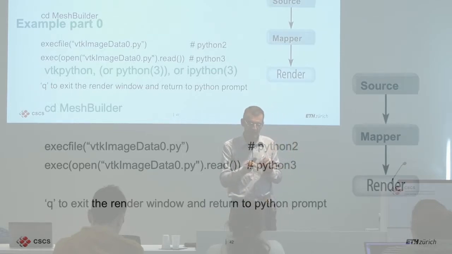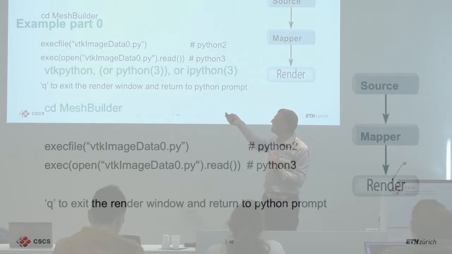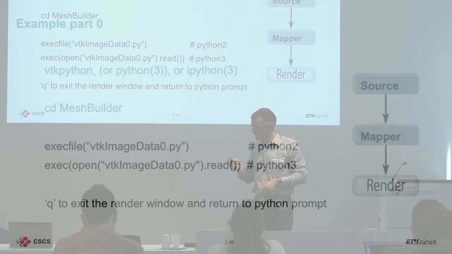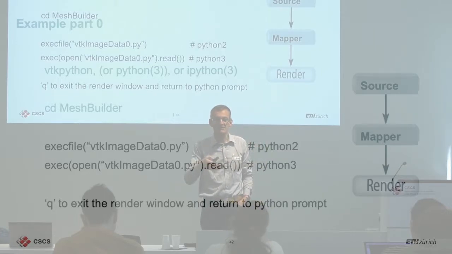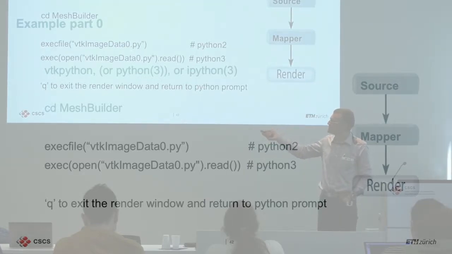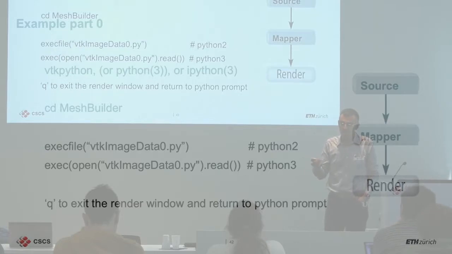Now, if you're more comfortable, and I actually suggest using either Python or IPython on your own computer, so that you can interact and go back to the main pipeline as much as you want. But basically, VTK Python is your Python interpreter with the Python path set up appropriately already to load the correct VTK libraries. If you're using Python 2, this would be the syntax to load a particular example: execfile, the name of the file. If you use Python 3, this is what I use: exec, open, the file name, read, and close parentheses. This will execute the full pipeline from source, mapper, and render.